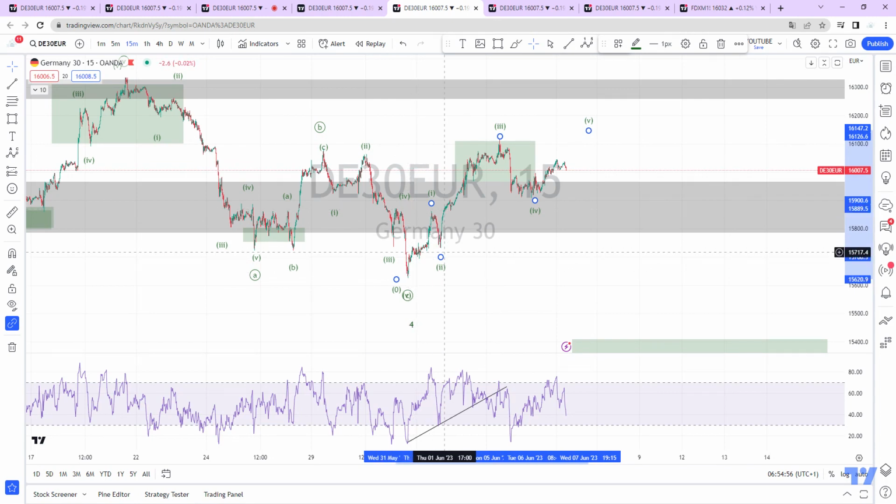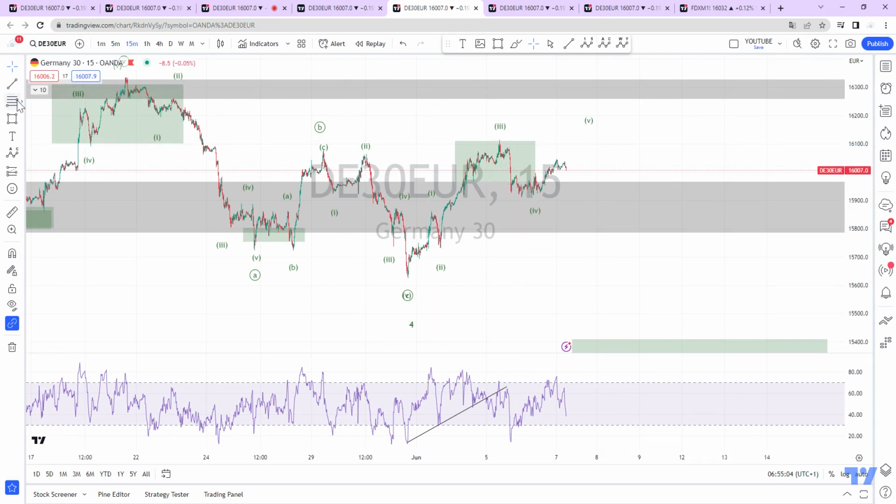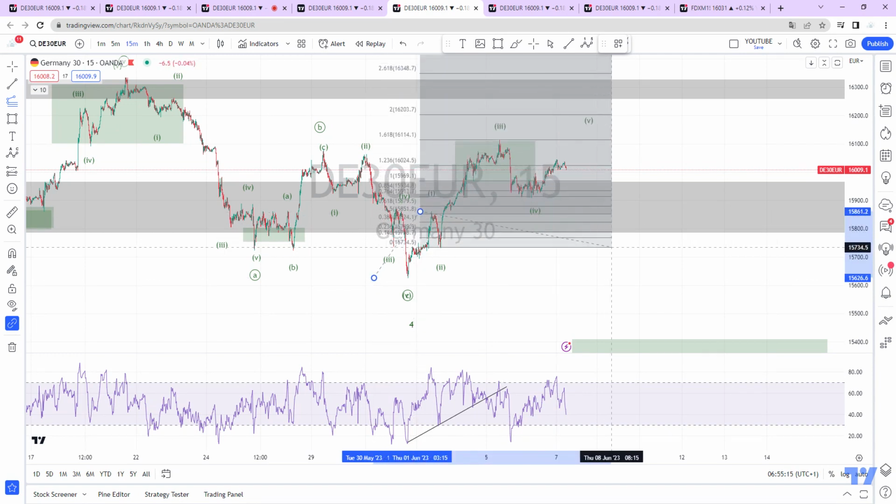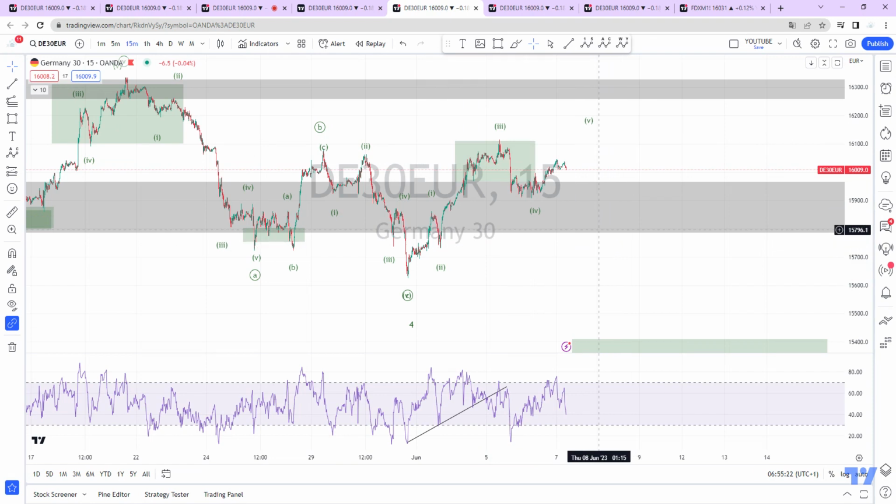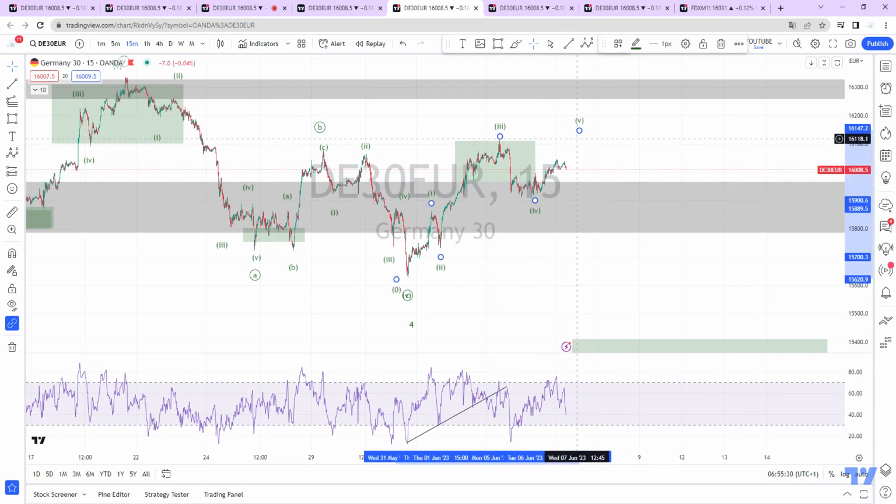We have a 1, 2, 3. We end here perfectly at the 1.618 fib extension. This really shows how beautiful trading is. Look at this perfect reaction from here. And now we might be doing our 4 here, and maybe one more high is coming with divergence.